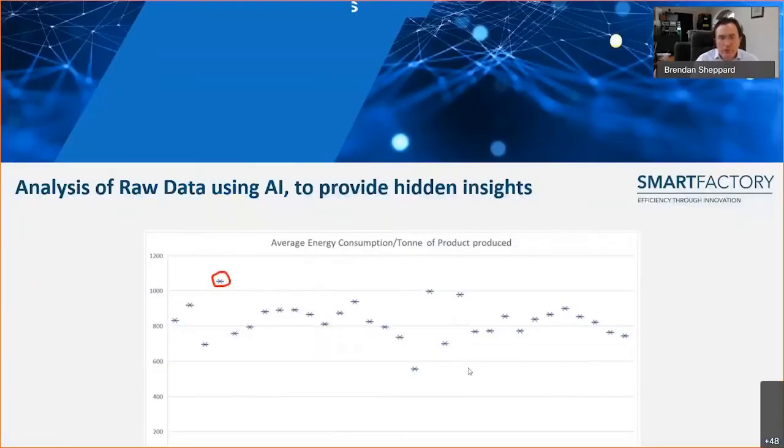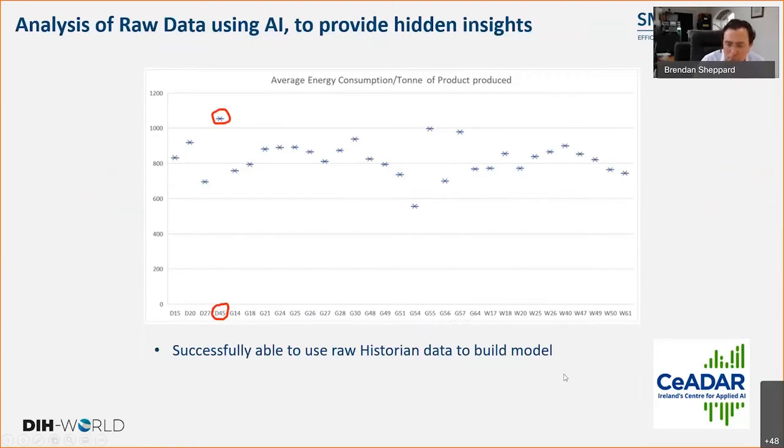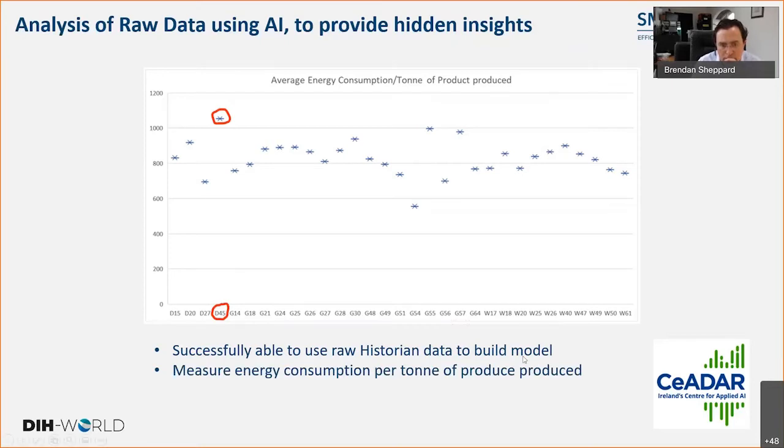Okay, so the results then. Working with CEDAR, and I'm going to introduce you to Ricardo in a moment, we were able to use their data modeling to look at the raw data in our data collector. We call that a historian. They were able to use the data without having to process it, clean it, or do any modification of the data. They took that raw data set and actually started to build a model directly from that. So that was the first success.